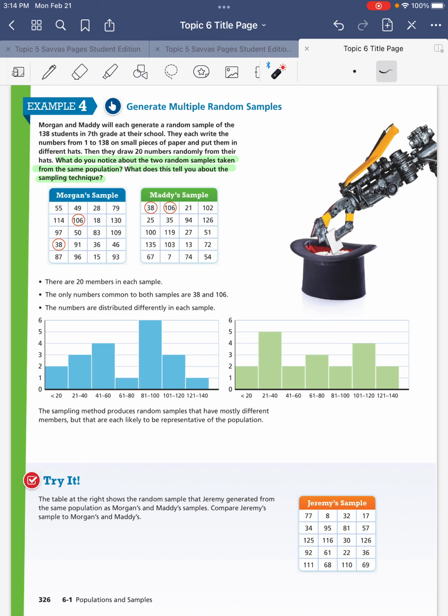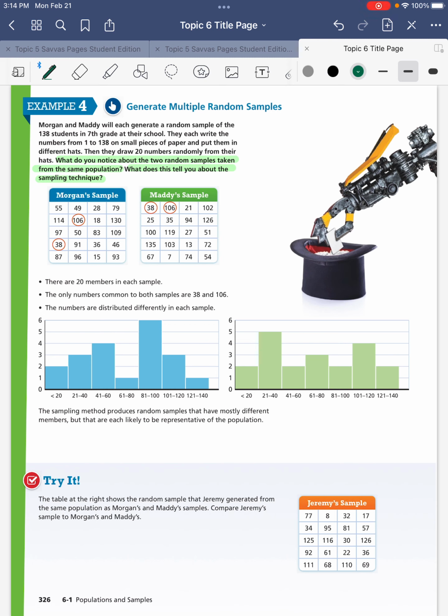So in Morgan's sample, there are 2 people that have numbers less than 20. There are 3 people with numbers between 21 and 40. There are 4 people with 41 to 60, and so on. Okay, so I see in Maddie's sample, numbers 21 through 40 appeared several more times. There are 5 people with a number between 21 and 40. However, there's only 2 people with a number between 41 and 60, whereas in Morgan's sample, there were 4 in that category. So it's distributed differently. Okay, so here's what we would note.